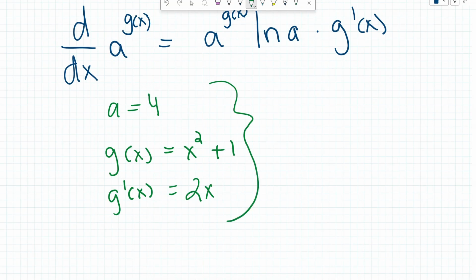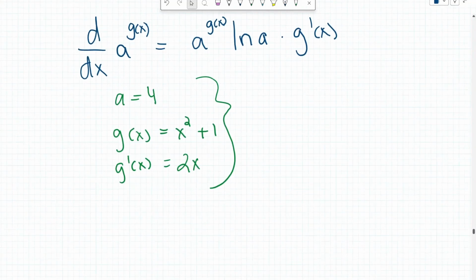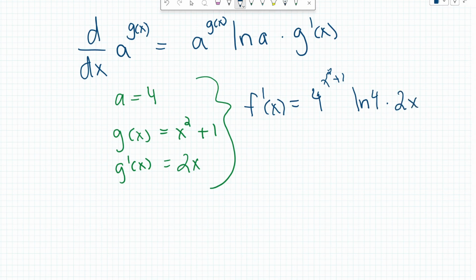Now we have everything we need, so let's go ahead and plug that into our definition. Therefore, our derivative f prime equals 4 to the power of x squared plus 1, multiplied by ln 4, multiplied by 2x. And there you have it.